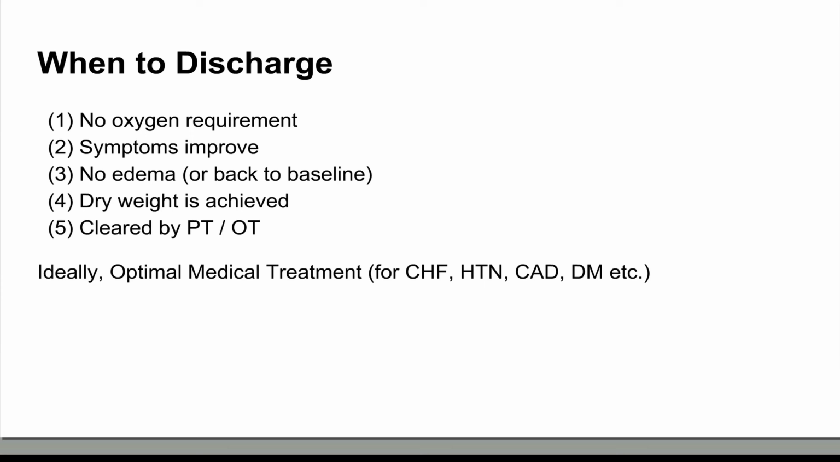They're not having shortness of breath. 3, their edema or whatever they came in with is improved or at least back to baseline. 4, again, this concept of a dry weight is achieved. And physical therapy and occupational therapy is also an important interdisciplinary team player in heart failure treatment. And we want to make sure that they can safely go home and they're safely able to walk.